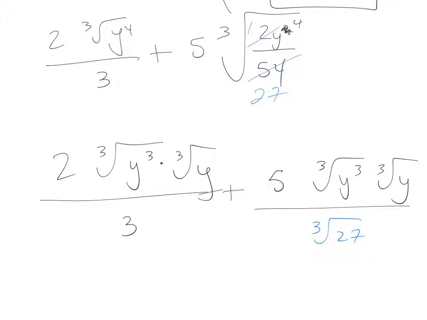I'm going to run out of time there. But you're going to see the bottom become a 3 here. You'll see the numerator become 5y cube root y. Over here, 2y cube root y. They're both over 3. You have a common denominator. Just combine. You'll get 7y cube root y over 3. Okay, combine the numerators. Practice tonight, please. Make sure you practice.